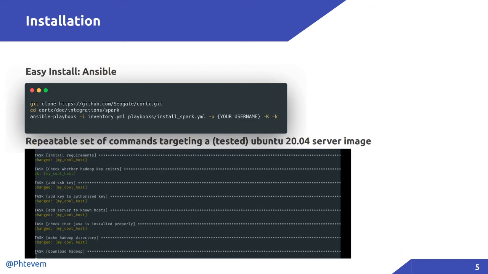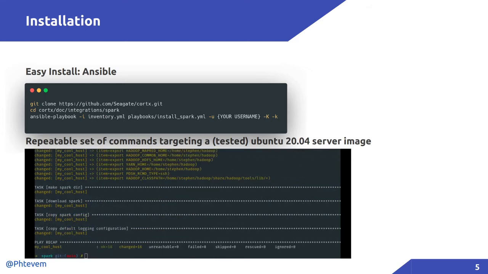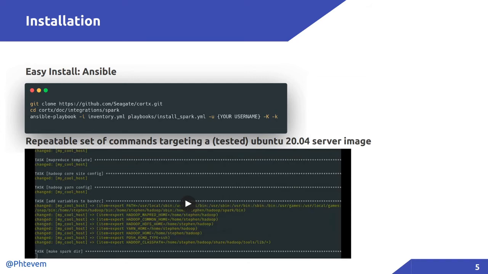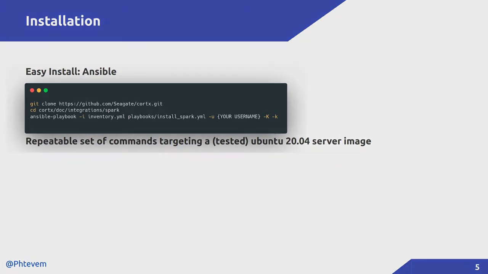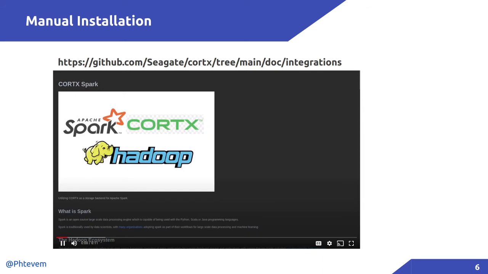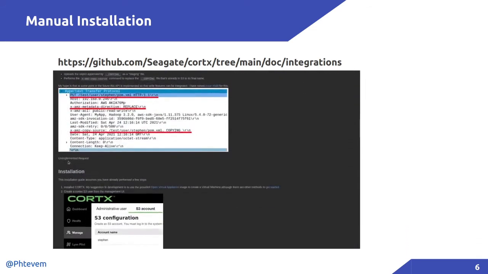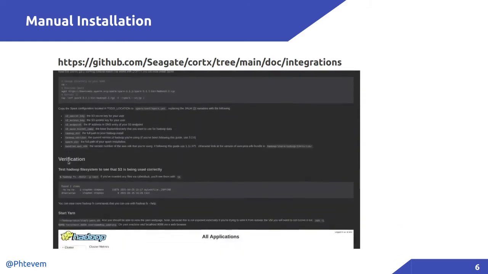This playbook is located in the Spark section of the CORTX GitHub integration page. This playbook targets an Ubuntu system and has been tested under Ubuntu 20.04, although it should work on most modern Debian-based systems. For manual installation steps, I've completed a full write-up. It's a bit too long to go through for this video, so if you want to give it a try, then visit the CORTX integrations page on GitHub and search for Spark.